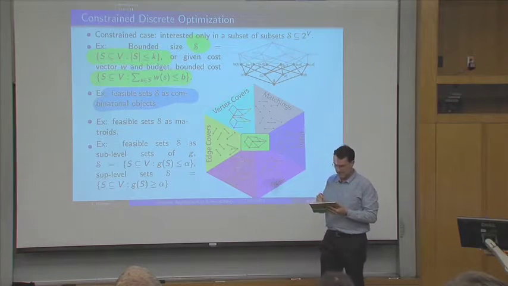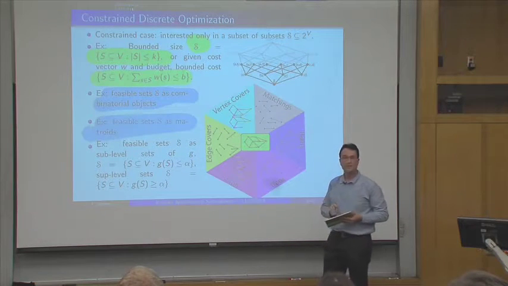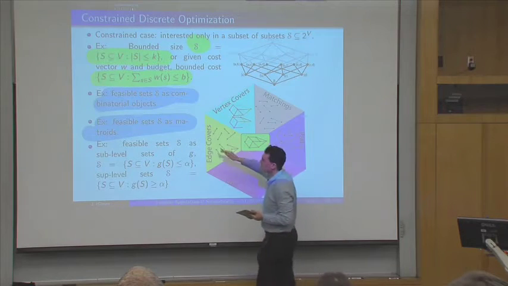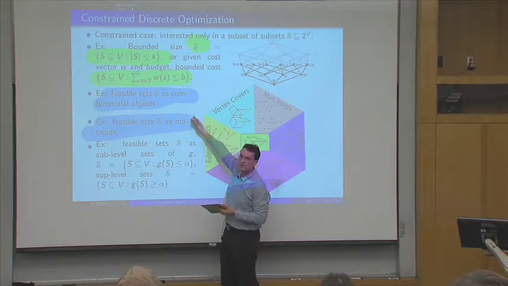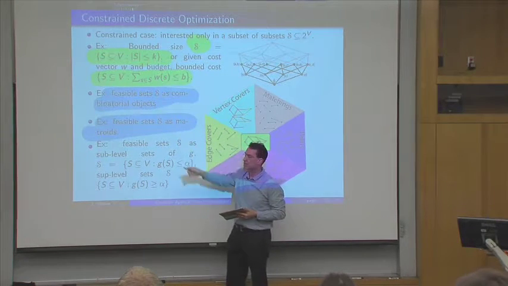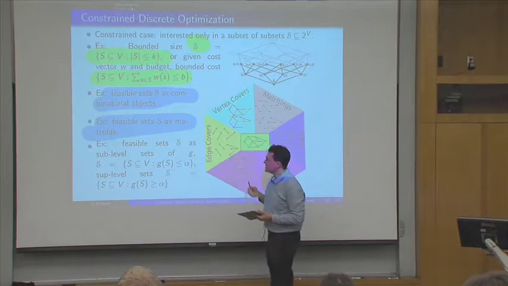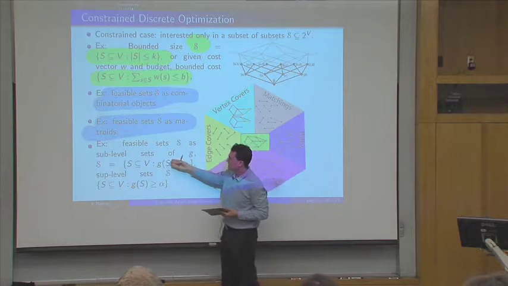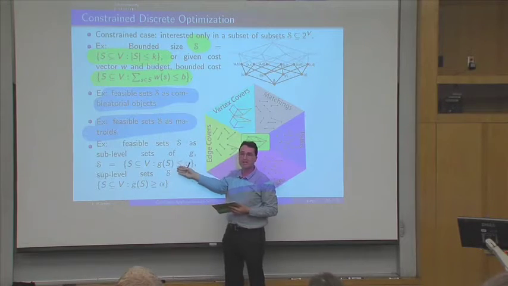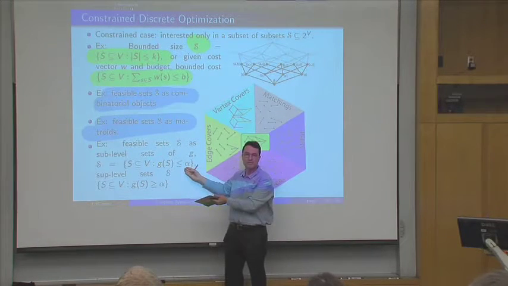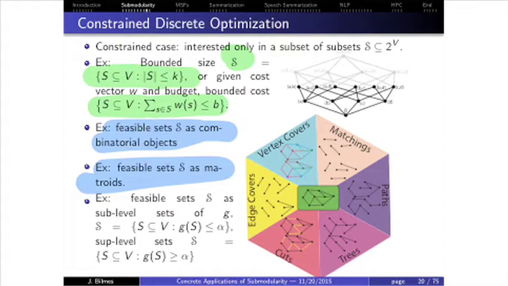There's another really interesting class of combinatorial constraints, which are matroids, which I don't have a chance to get into. But matroids are extraordinarily powerful combinatorial objects that can also be seen as defining feasible sets for those things that we wish to optimize over. Or even more powerfully, we could ask for the feasible sets to be sublevel or superlevel sets of some other function, which is maybe submodular. So we only care about sets S such that its valuation based on some other submodular function is no greater than alpha.